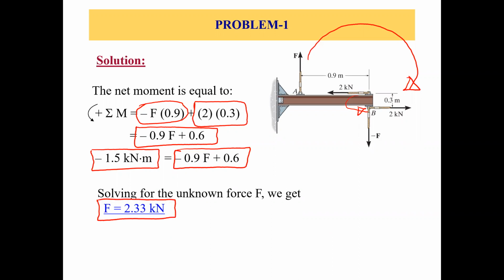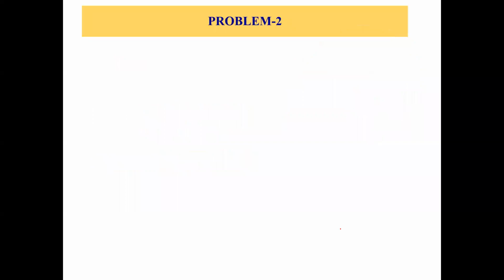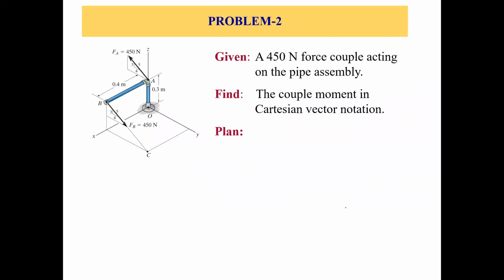So I hope you understand how we applied the concept of the couples and moment of a couple. Okay, let's do another problem. Problem 2 of today's lecture. If you look at this figure, what's given? There's some kind of pipe assembly fixed at point O, and there are two forces, FA and FB, 450 newtons force.